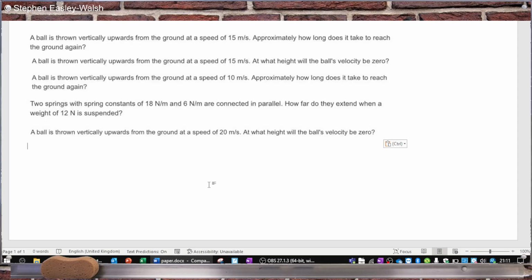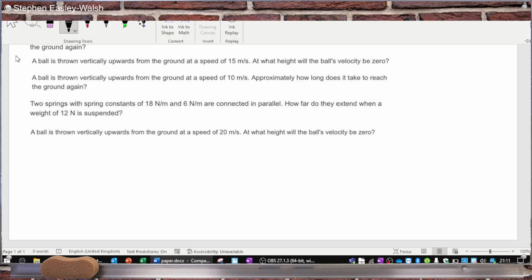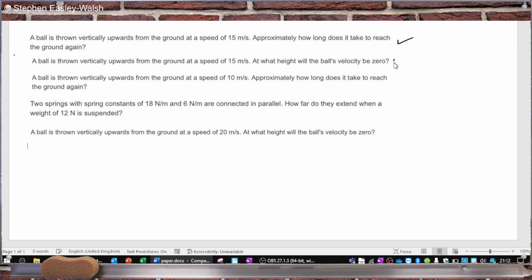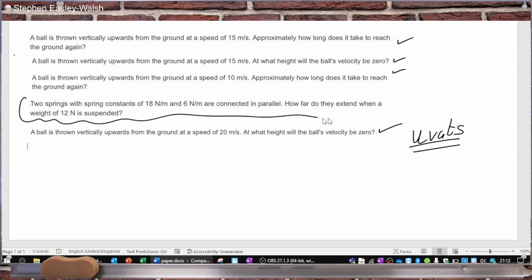Okay, that's your questions. Basically, I can summarize them as questions 1, 2, 3, and 4. They're UVATS problems. You can find them in most physics and applied maths books. This one here is a little bit different. I don't usually see this in Leaving Cert physics. I usually see this in A-level physics and university physics.